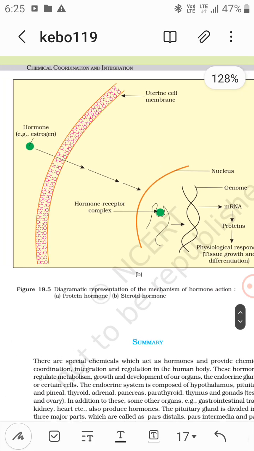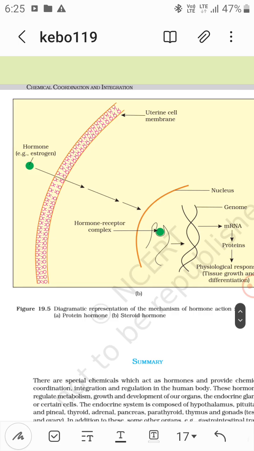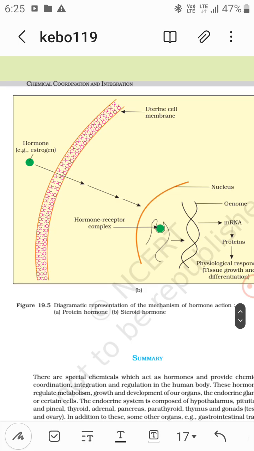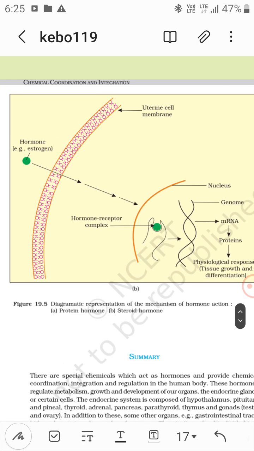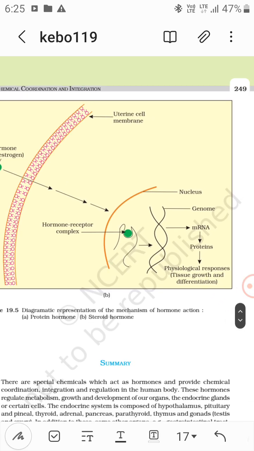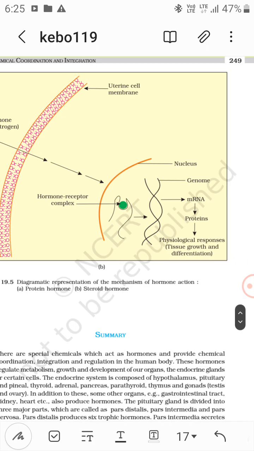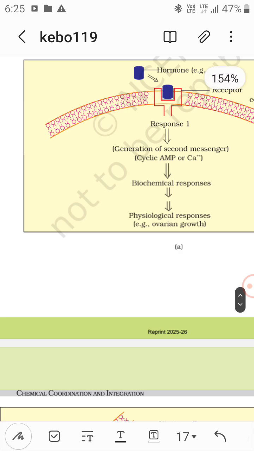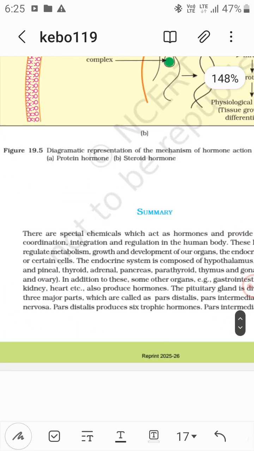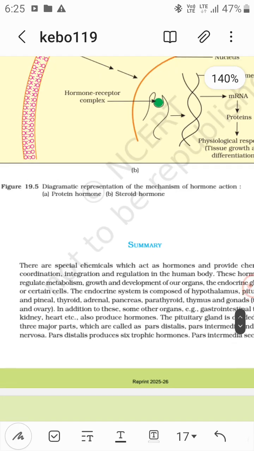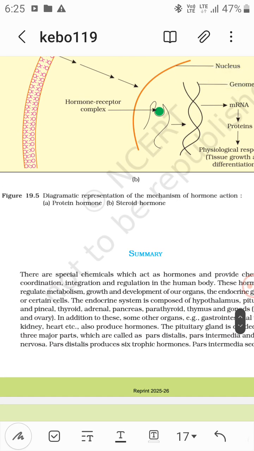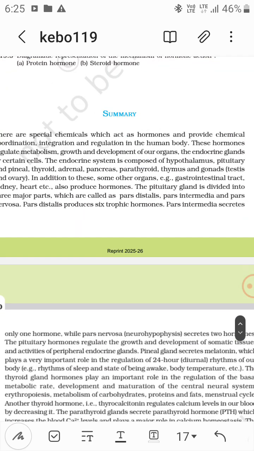These are steroid hormones, as you see. They directly enter into the genome, meaning the nucleus. Hormones like estrogen and estradiol all enter into the nucleus. As you can see, the hormone-receptor complex acts on the genome, which has the mRNA, and mRNA gives proteins and physiological responses. So these are diagrammatic representations of the mechanism of hormone action of protein hormones and steroid hormones, right?